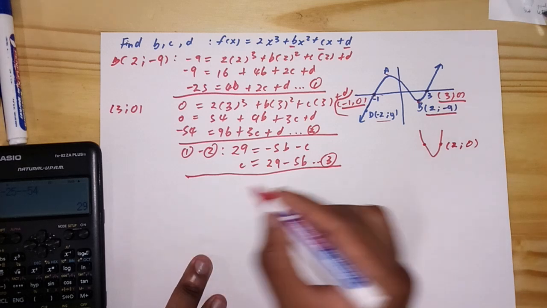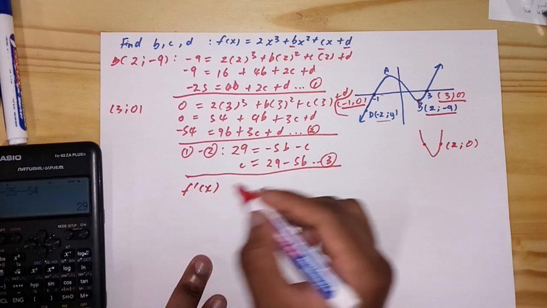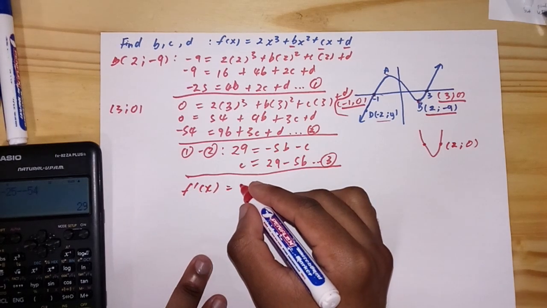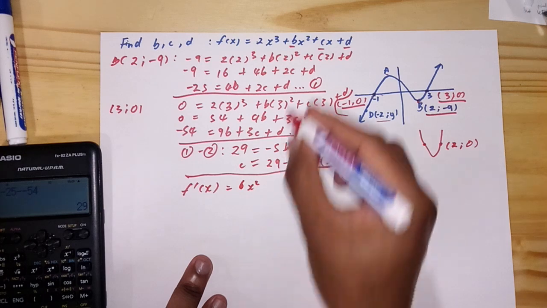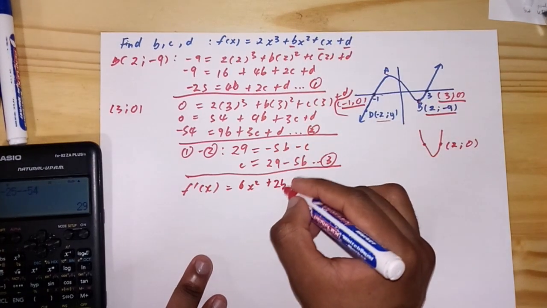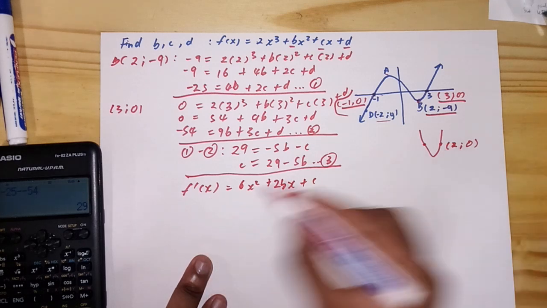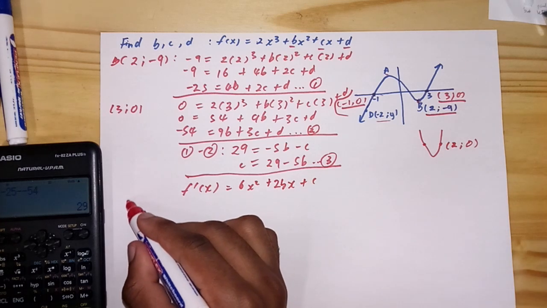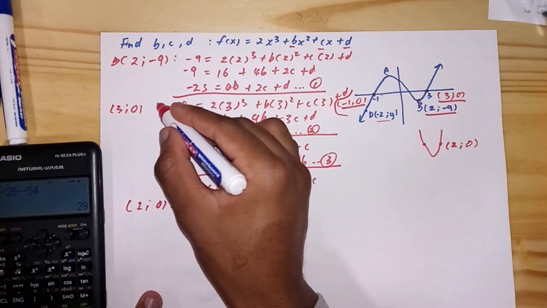And henceforth, all you need to do now is just come and find the derivative. That's going to give you what? Multiply that by that, gives you 6x squared. And then you multiply that by that, gives you 2bx. And then you have c, right? And then moving forward, since you're going to be using this particular coordinate, you come and do that.